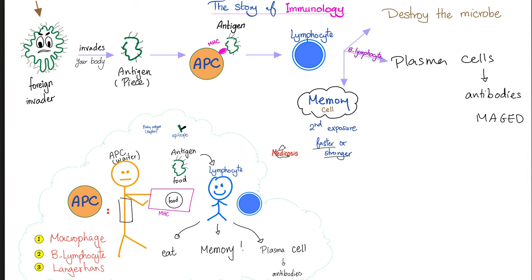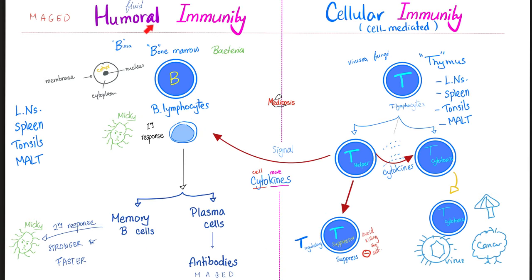The food, the lymphocyte has options. It can eat it, phagocytosis, remember it, memory cells, or change into plasma cells that secrete antibodies if this is a B lymphocyte. B lymphocyte, humoral immunity.